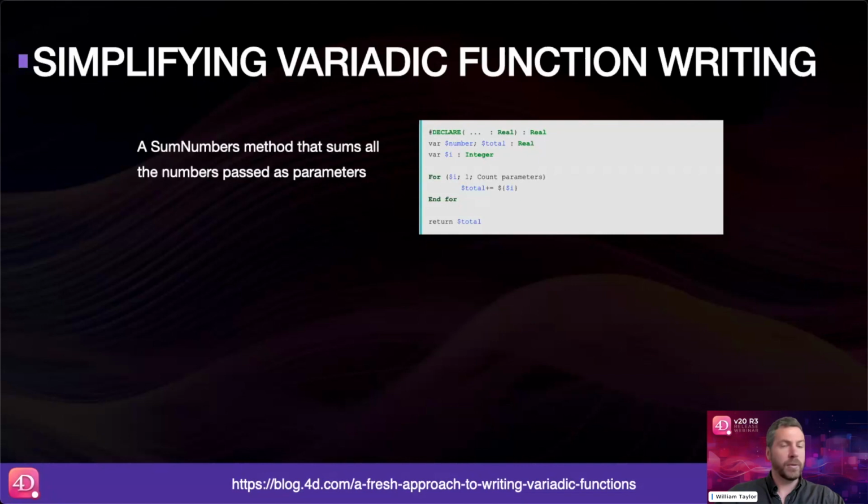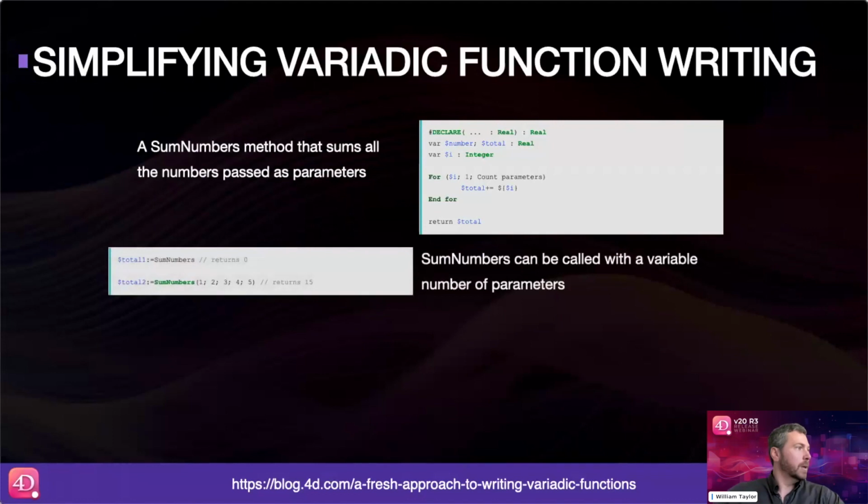So you can easily declare a method that takes in an unknown number of reals and adds them up. And if you call total 1 and you say it's sum numbers without any information inside it, with nothing passed as parameters, that's going to return 0 because that's what the total will be initialized as. And then if you have total 2 as sum numbers of 1, 2, 3, 4, 5, well, that's going to return 15. So it's a really cool, really slick way to do it now with the ellipsis.